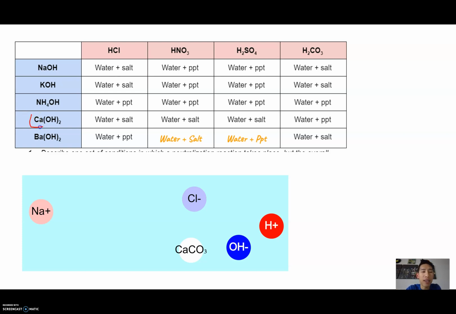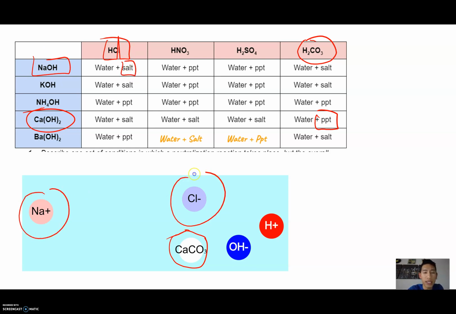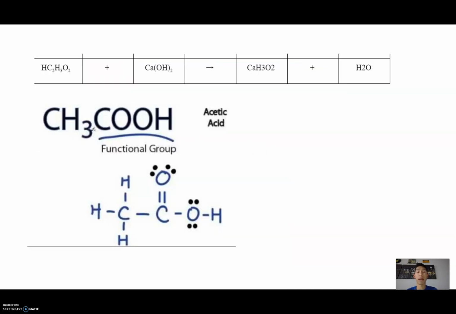Like in the case of calcium hydroxide, which is this guy, plus carbonic acid. Notice that CaCO3 is insoluble, stays together, so it forms water and a precipitate. However, when we have something like HCl and NaOH, it forms a salt because NaCl is soluble and will split up and will stay dissolved. So that's the difference between salt and PPT in the first section of the assignment.